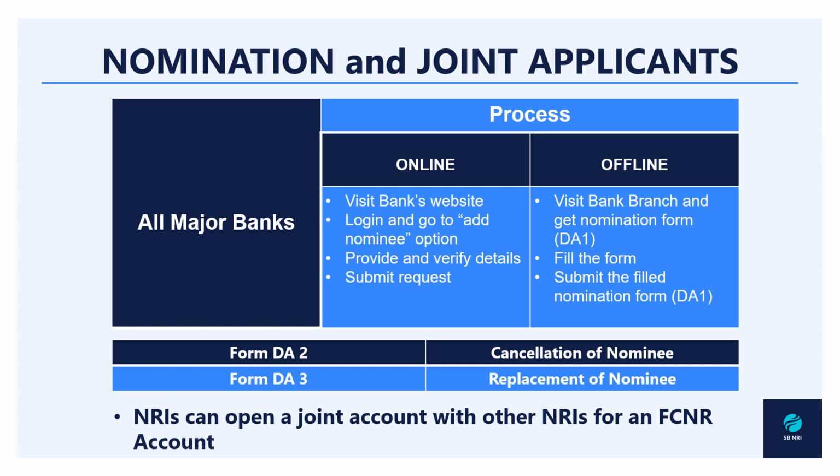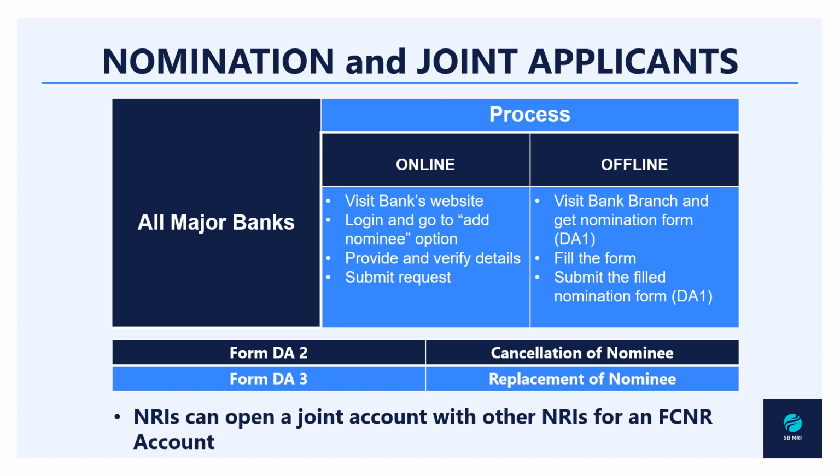And discussing the DA3 form, that is used for the replacement of a nominee. This instance particularly happens when the nominee you have chosen for your account expires. So for example, if you have a relative of yours as a nominee and he or she expires, then you can opt for the DA3 form and you can replace him or her.